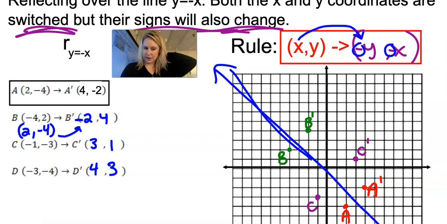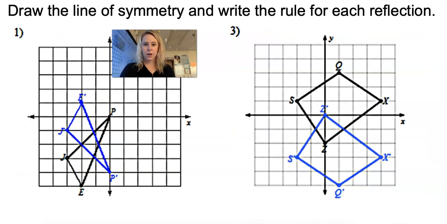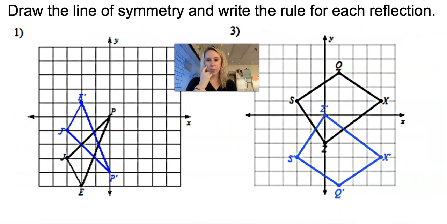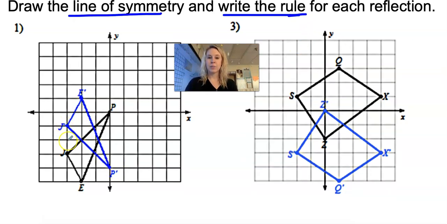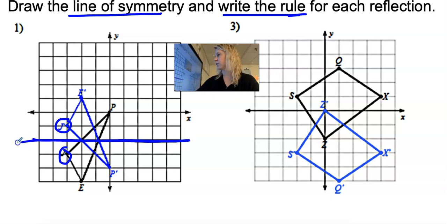So let's take a look at some examples now. Here they've given us our pictures, and I'm going to draw the line of symmetry and write the rule. First I'm going to write the line over which it's reflected. Notice the blue shape is the image because it has little markings of the primes on them. So my black shape is my pre-image, the original one, and the blue shape is the image. First off, you have to find the middle. To do that, I would pick your two favorite letters, probably close together. So J and J prime are super close together. I'm going to split the middle, which will be this line.